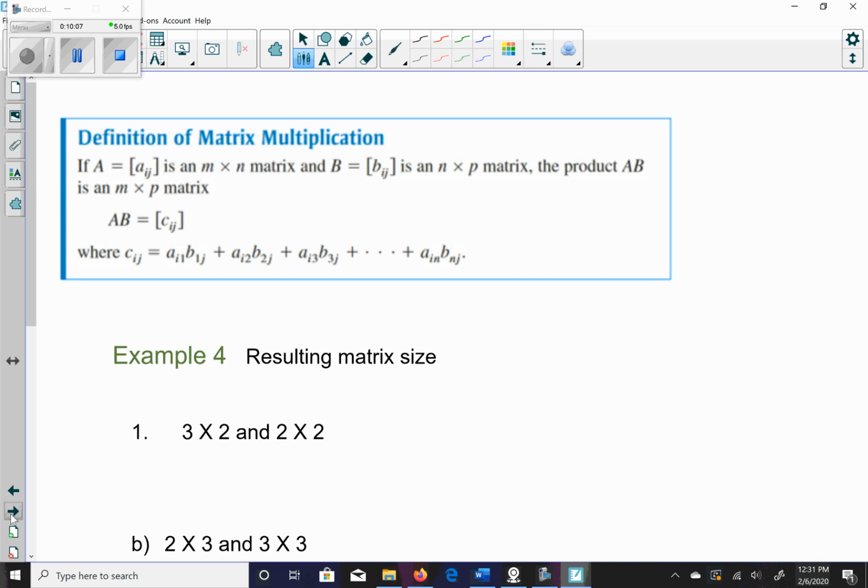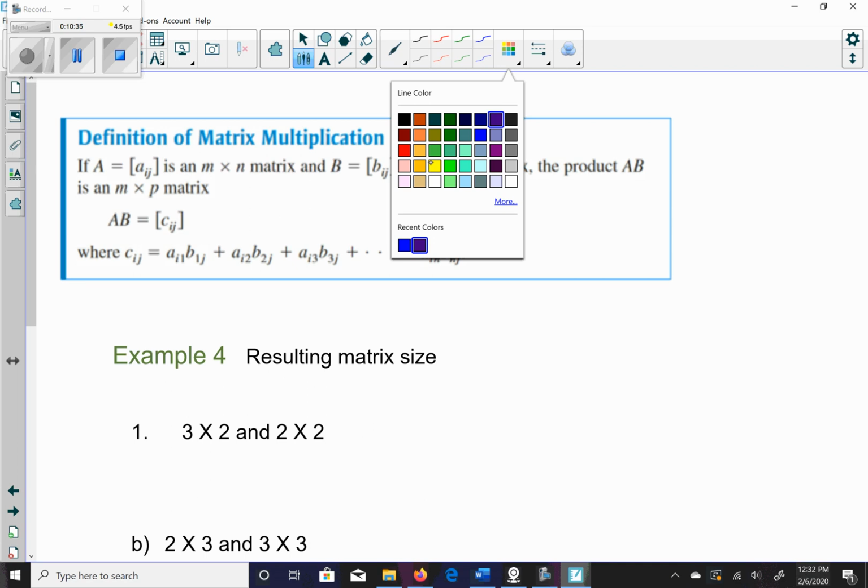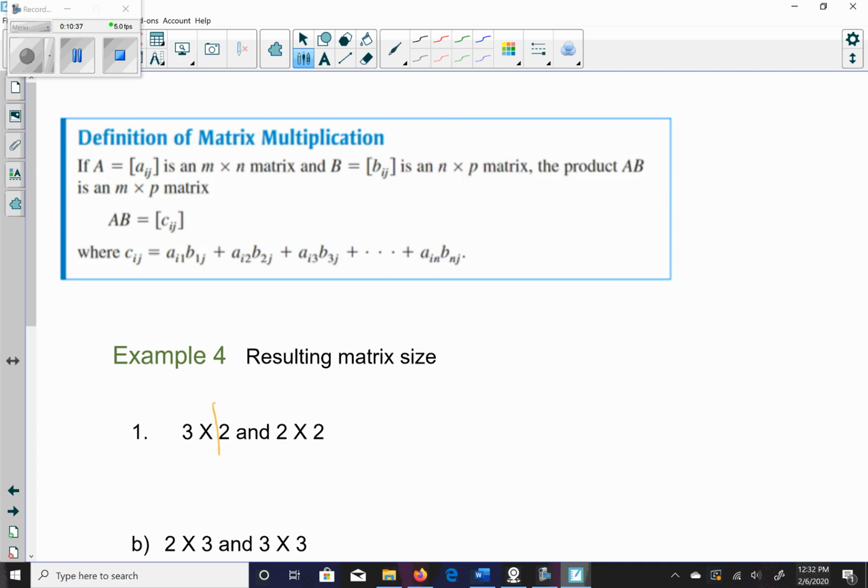Okay, definition of matrix multiplication. In order to do matrix multiplication, the matrices do not necessarily have to be in the same order, but the number of columns has to equal the number of rows of the second matrix. So what that means is if I have a 3 by 2, I'm going to jump down here. If I have a 3 by 2 matrix and I'm multiplying it by a 2 by 2, I could not add those two matrices because they don't have the same order. But in order to multiply, I'm going to look for the number of columns of this first and the number of rows of the second.